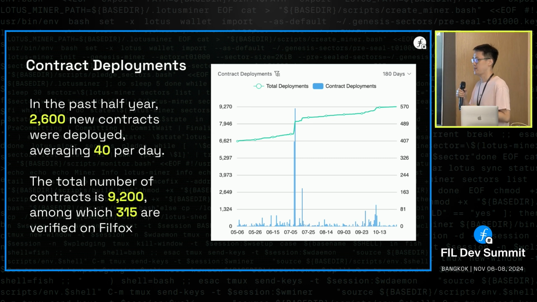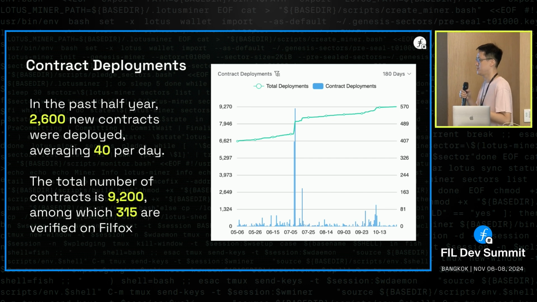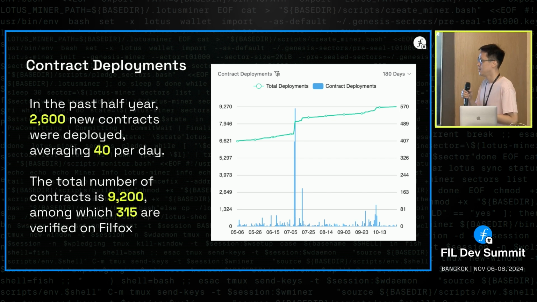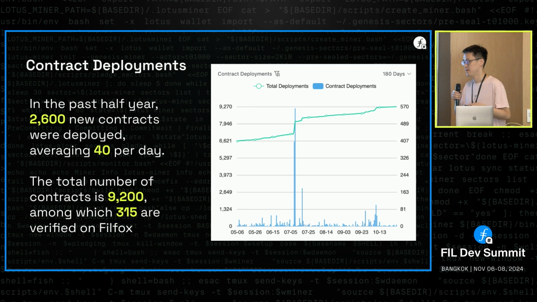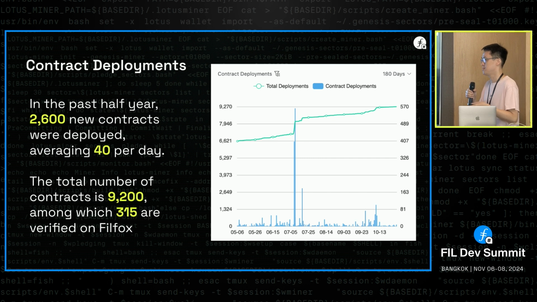So I think there's still a gap between these two blockchains in the aspect of new smart contracts. The total number of smart contracts on Filecoin is 9,200, among which 315 are verified on Filfox. That means maybe around 350 smart contracts are used to provide public services. So they need to upload the source code of these contracts to our platform and verify it on the platform.